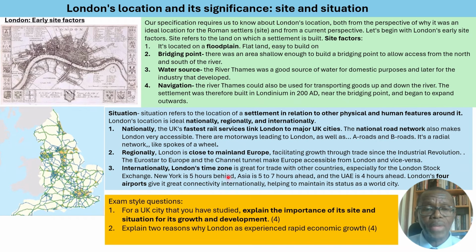And then regionally, London is actually quite close to mainland Europe, and this facilitated growth in trade through the Industrial Revolution. And then we mentioned in the last slide the Eurostar, which makes Europe quite accessible, and the Channel Tunnel and so on. And then the fact that London has 4 major airports also provides access into Europe. And also the third point here, internationally, those 4 airports also provide accessibility to and from London internationally as well.